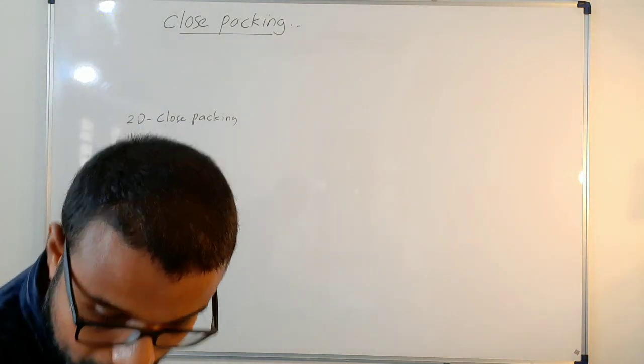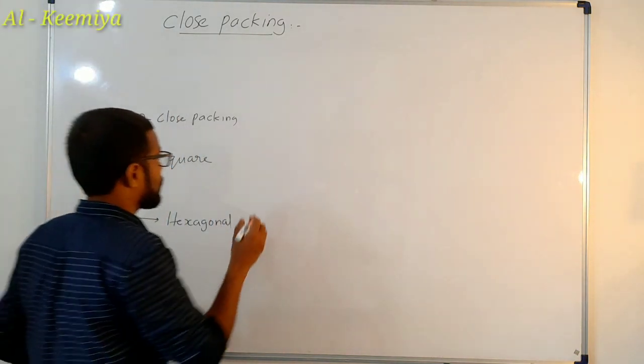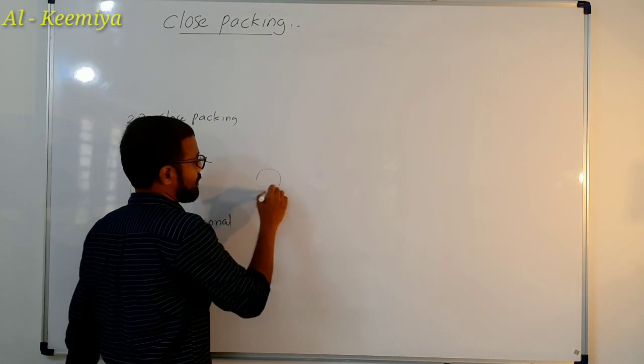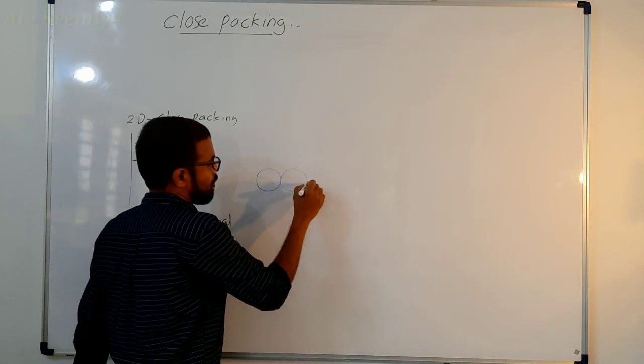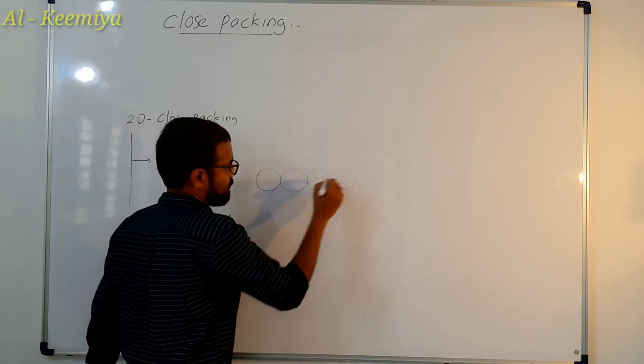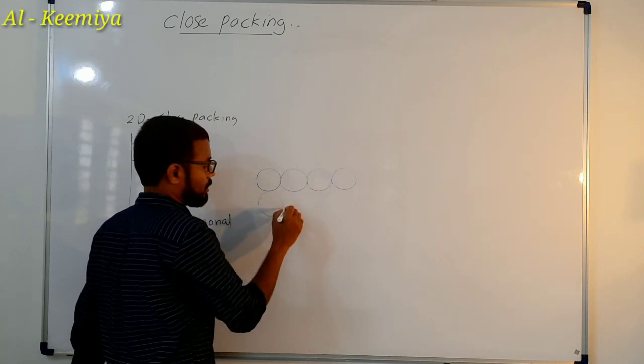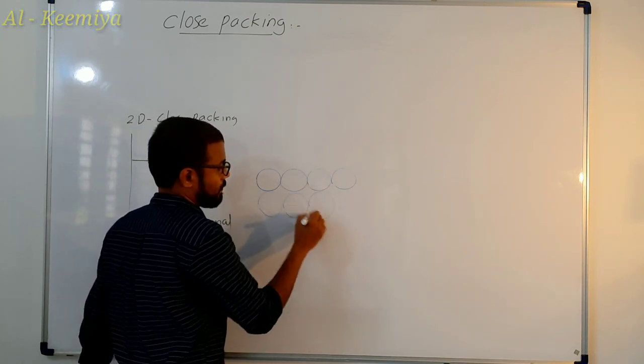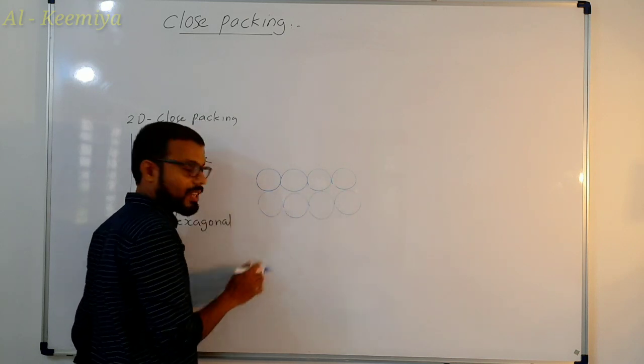In square close packing, particles are arranged like this. This is one layer of particles. You can see there. Particles are arranged like this.